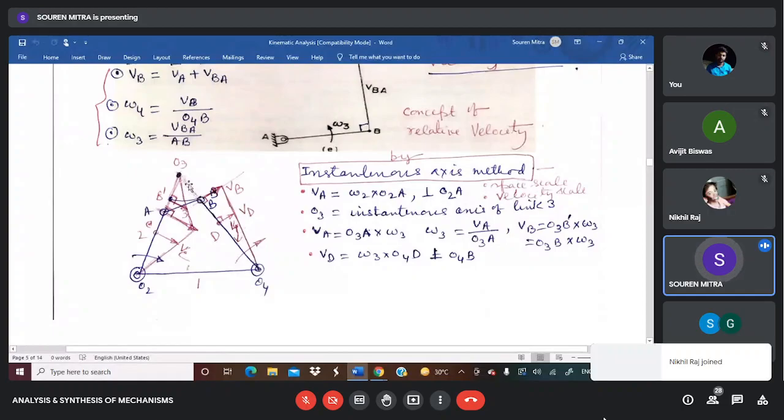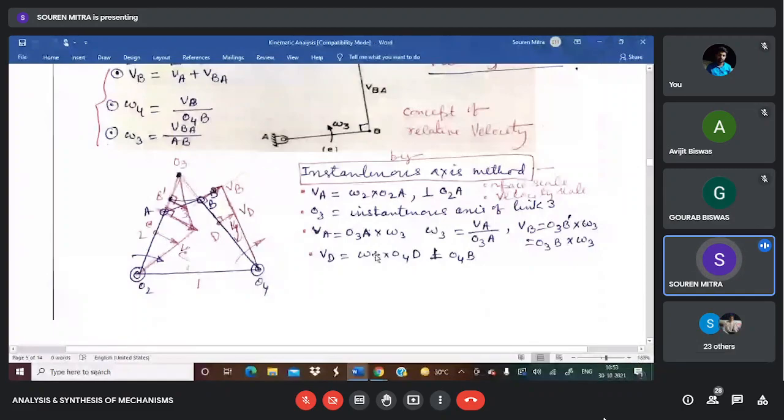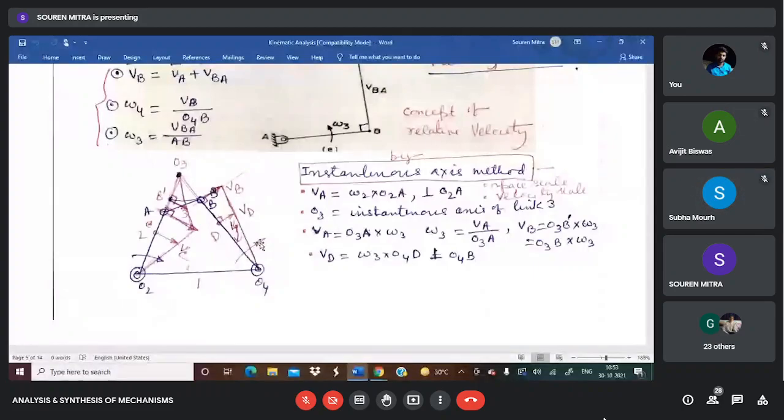This is this multiplied by its angular velocity, that is omega 3. So in that way, we get the velocity at B. Next is, what is omega 4? What is the value of omega 4 then? Sir, VB by BO4. Now, when you are considering omega 4, it is actually for link 4, so it will be BO4. So it is VB divided by BO4.